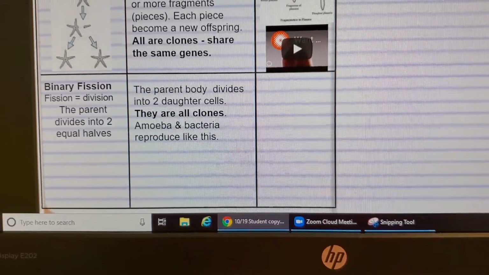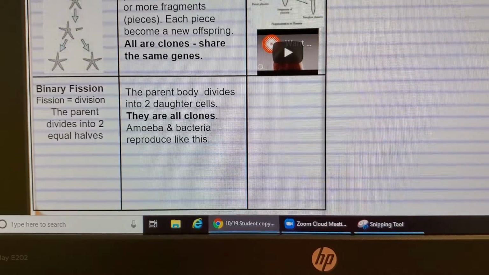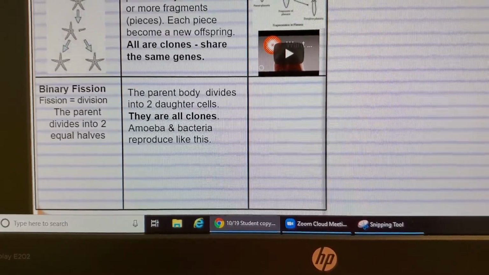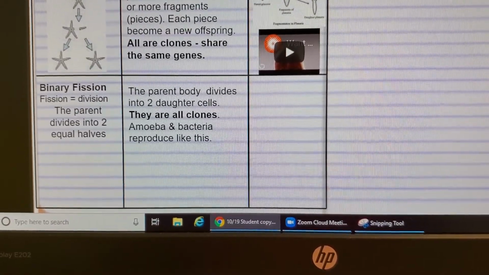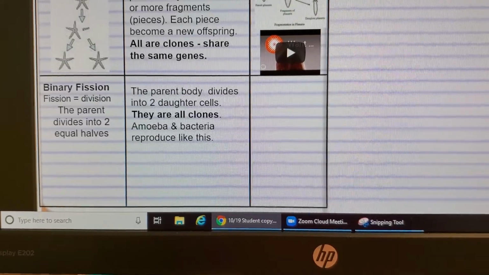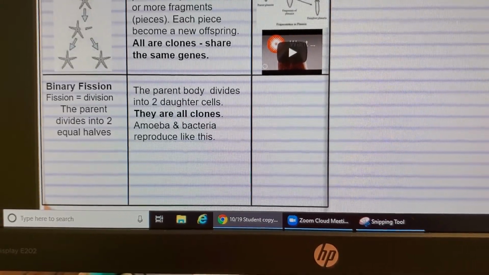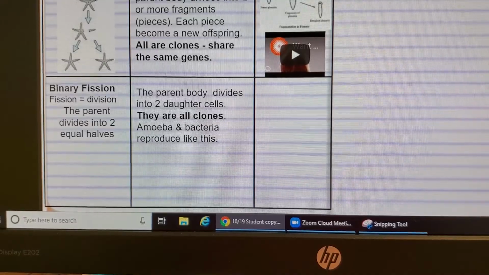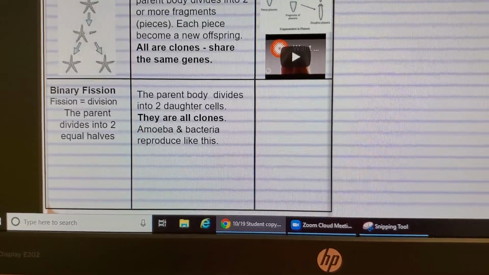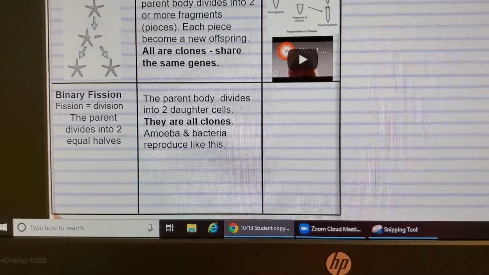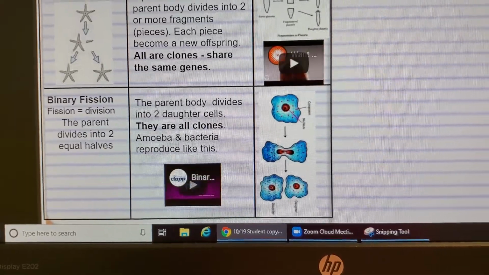It says the parent body divides into 2 daughter cells. They are all clones of each other, because there was no mama organism and daddy organism. It's just one organism that divides into 2. Amoebas and bacteria reproduce in this way.